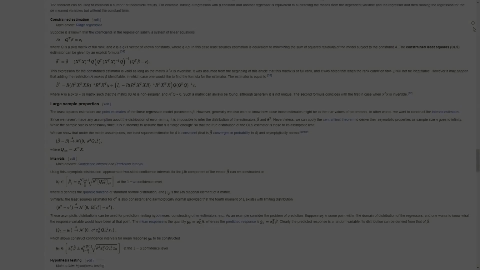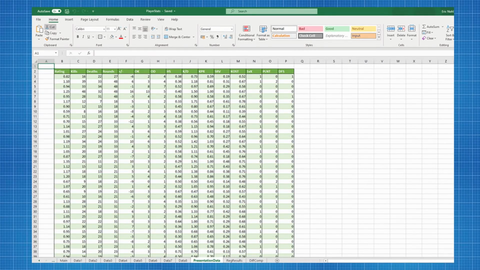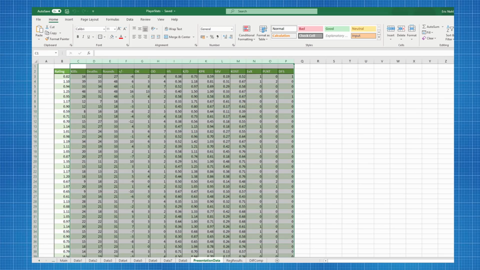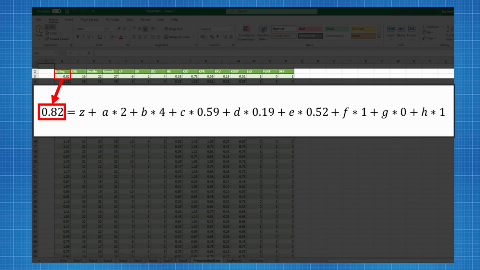Here we have the raw data. Our output variable is on the far left and all of our input variables are on the right. So for the first line, this would be the equation that we want to solve. We are looking for values for A, B, C, D, E, F, G, and H, such that all of this together equals 0.82. Now let's let Excel do its magic, and here we have our solution.